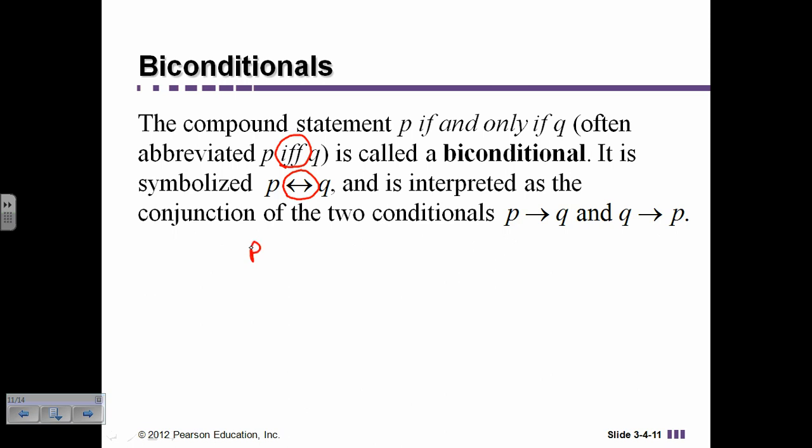So if we think about it this way, the conditional statement P implies Q, and, I need parentheses here, Q implies P, must be true in order for this to be true. So that's why we've got the word conjunction. The conjunction of the two conditionals must be true.